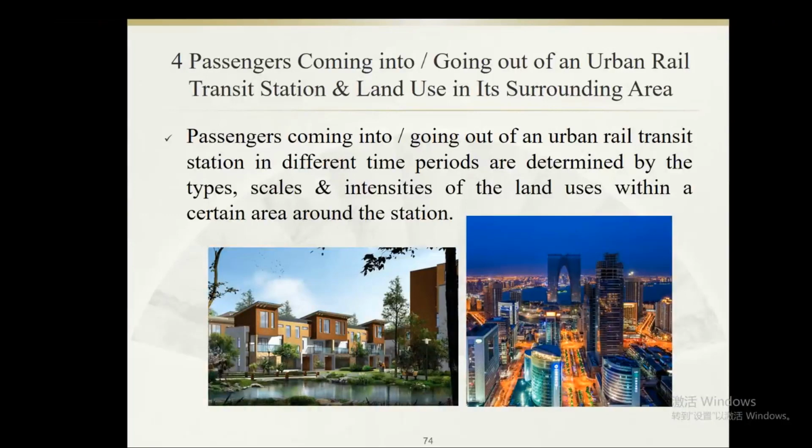Passengers coming into or going out of an urban rail transit station in different time periods are determined by the type, scales, and intensities of the land uses within a certain area around the station, a certain area that is different in different countries. This distance is different. Okay.